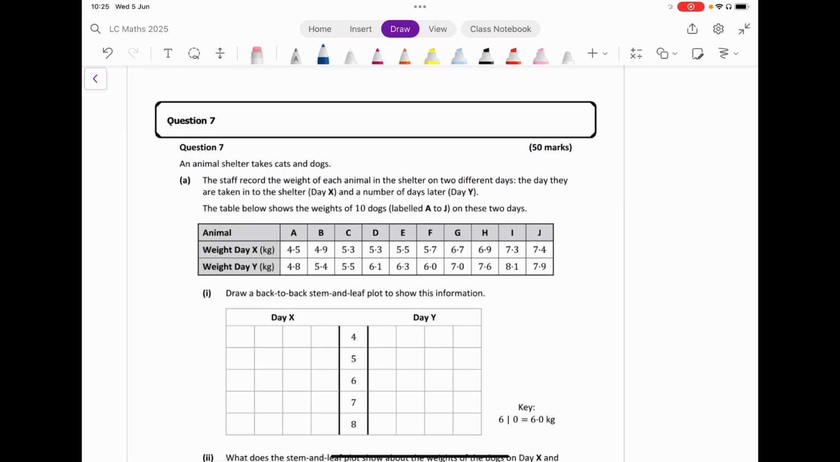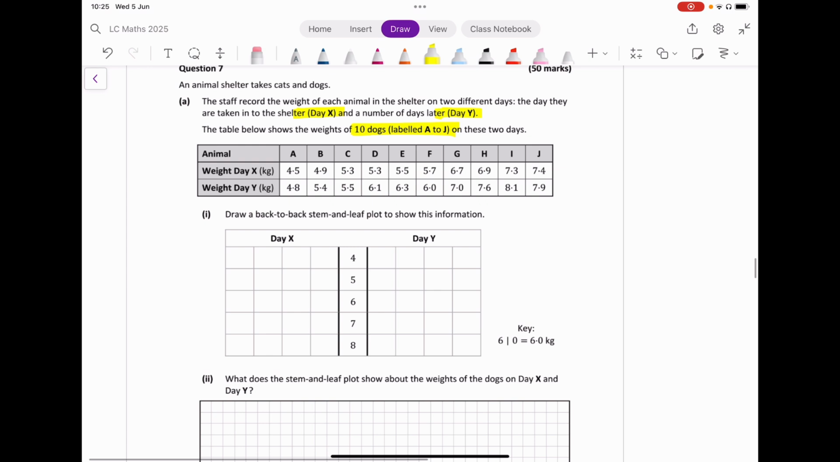Okay, so question 7 here. We are looking at an animal shelter that takes in cats and dogs. The staff recorded the weight of each animal in the shelter on 2 different days. So we've got day X, the beginning, and then a number of days later, day Y. The table shows the weights of 10 dogs, labeled A to J on these days, and it wants us to draw a back-to-back stem and leaf plot to show this information.